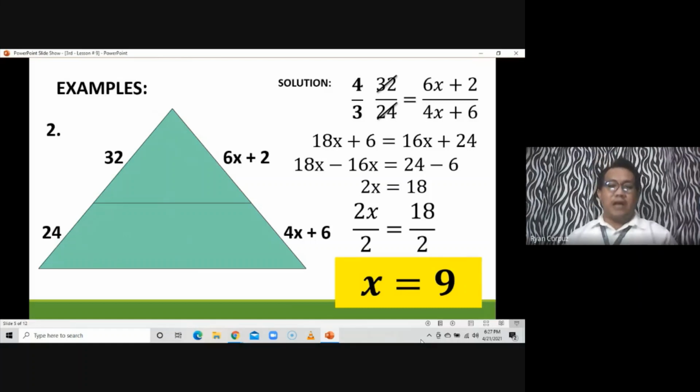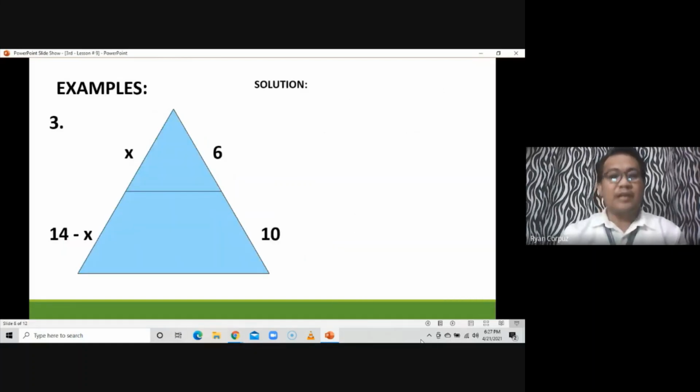And we solve that with the application of the basic proportionality theorem with the help also of your knowledge about solving proportion. So, did you get example number 2? So, hopefully, nakuha nyo on how to apply basic proportionality theorem with the help of solving proportion. So now, let's try the third example.